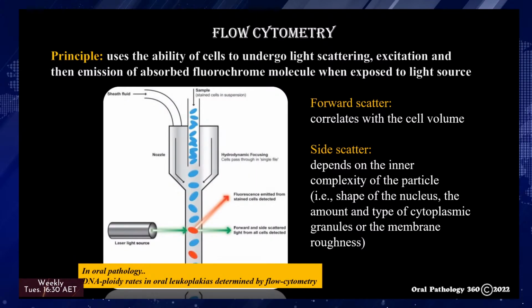Flow cytometry. Flow cytometry uses the ability of cells to undergo light scattering, excitation, and then emission of absorbed fluorochrome molecule when exposed to light source. Its application can be seen in the determination of DNA ploidy rates.